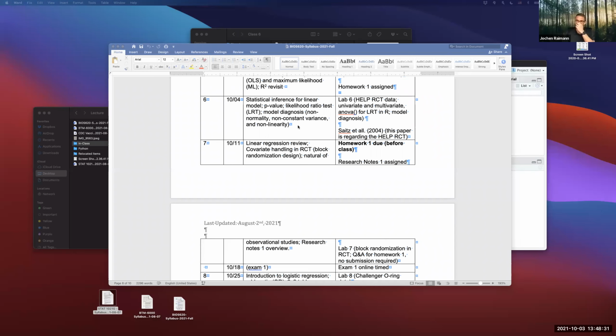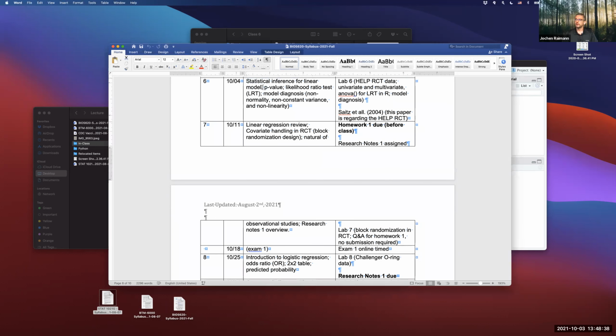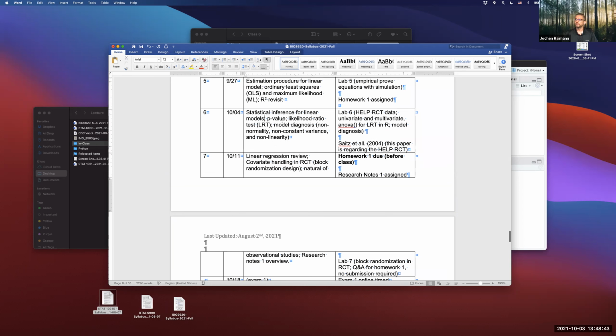Hello, everybody. So we are back at class 6, and we will be talking today as per the syllabus, and I'm sharing my screen right away so that I'm not forgetting this again. As per the syllabus, we're going to be talking today about statistical inference for linear models, p-values in this context, the likelihood ratio test, model diagnosis in terms of non-normality, non-constant variance, and non-linearity.